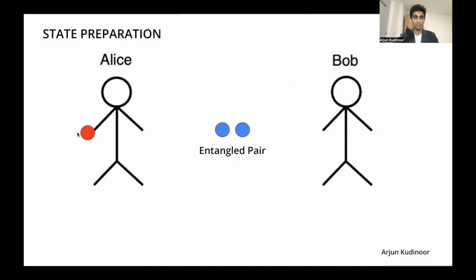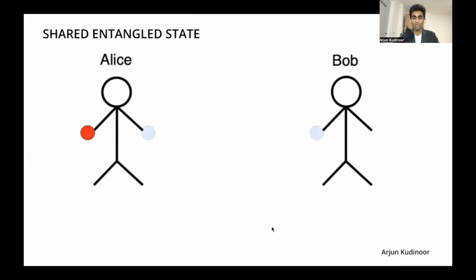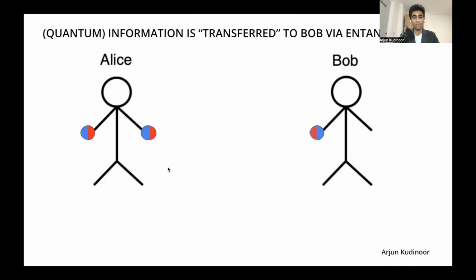She starts with some quantum state, a red state. She doesn't know what it is. She doesn't have to know what it is, but it's been prepared. And we also have an entangled pair of qubits that are shared between Alice and Bob. Alice takes one of them, Bob takes the other. Now, Alice entangles her qubit with one of the entangled ones and transfers some of that quantum information to Bob via entanglement. How did this happen?